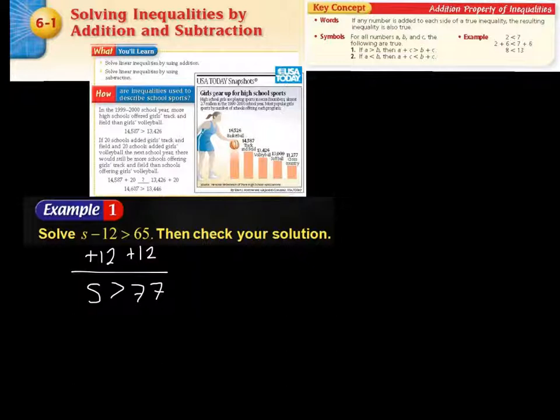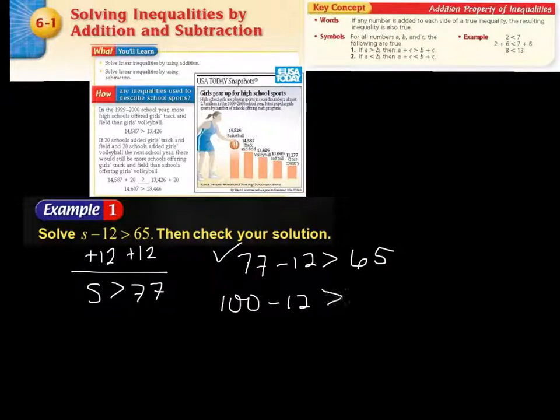Now, when I do my check, I could do it the way we've always done it before and replace s with 77. 77 minus 12 is, in fact, 65. Or I could pick a value that is, in fact, greater than 77 and make sure that it works. How about 100? 100 is bigger than 77. 100 minus 12, is it bigger than 65? Well, 100 minus 12 is 88, so yes, it is.